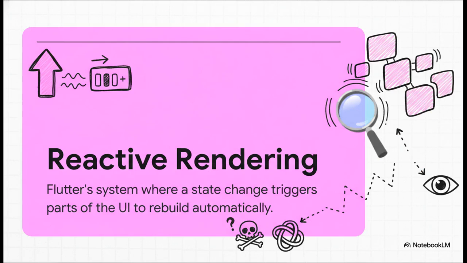So to really get why this is such a problem, we have to talk about Flutter's secret sauce, its reactive rendering system. Basically, when some state in your app changes, a counter ticks up, a username gets updated, Flutter is smart enough to automatically rebuild the UI that depends on that state. It's what makes Flutter so powerful. But, and this is a big but, it's like a superpower that can backfire if you're not careful.